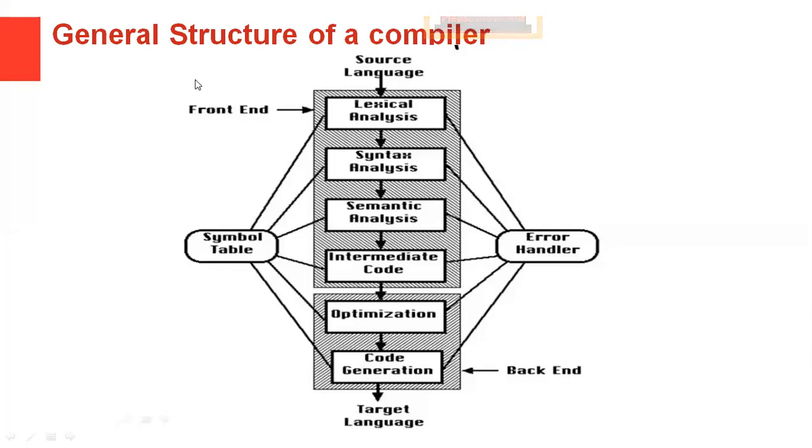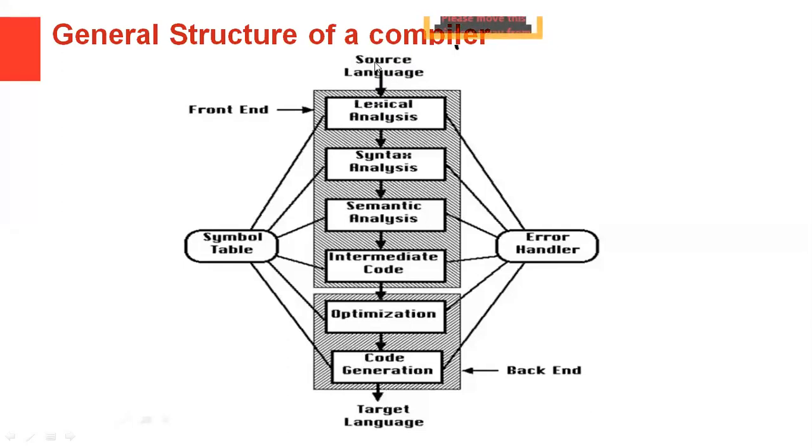So the general structure of a compiler. So this is the front end. The first phase of the compiler is lexical analysis. So what is lexical analysis? It is also known as the scanning phase. One source program is taken as input to the lexical analysis. We read each and every character from the source program and group them into meaningful tokens. Those tokens are called the lexemes.